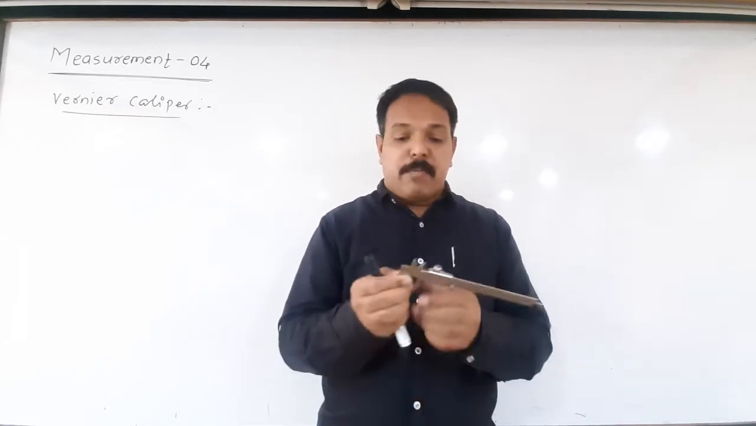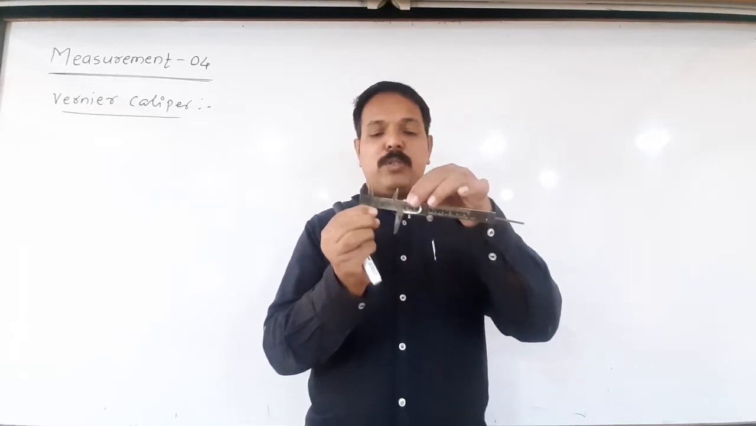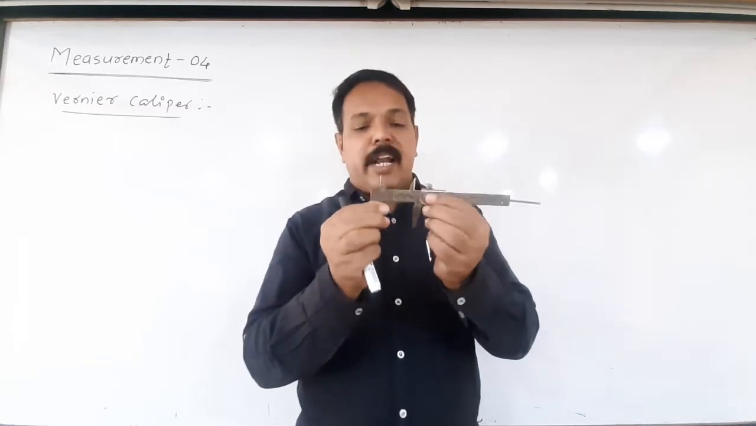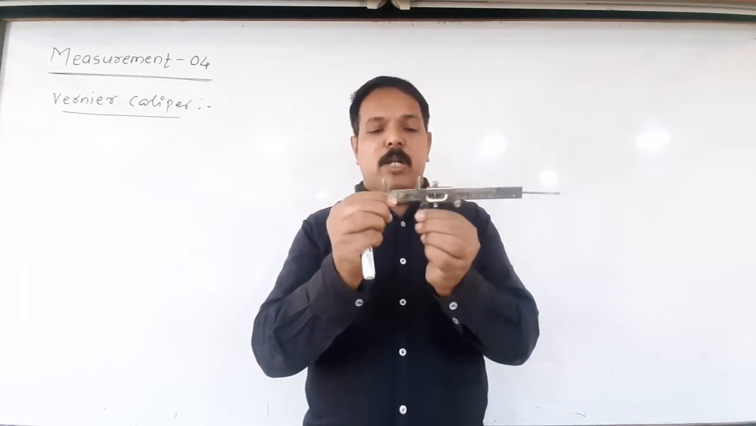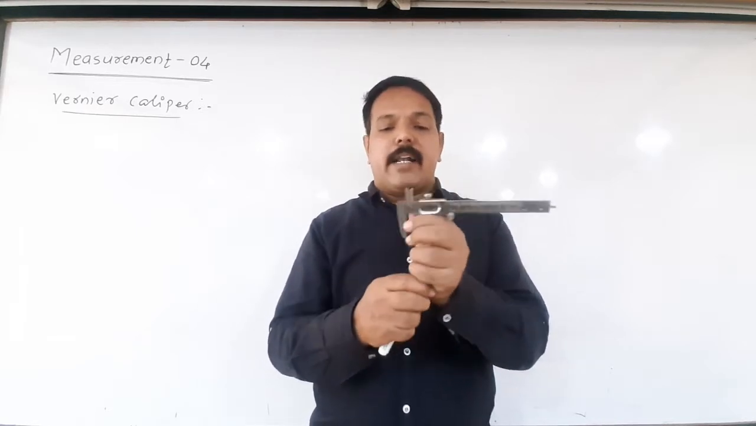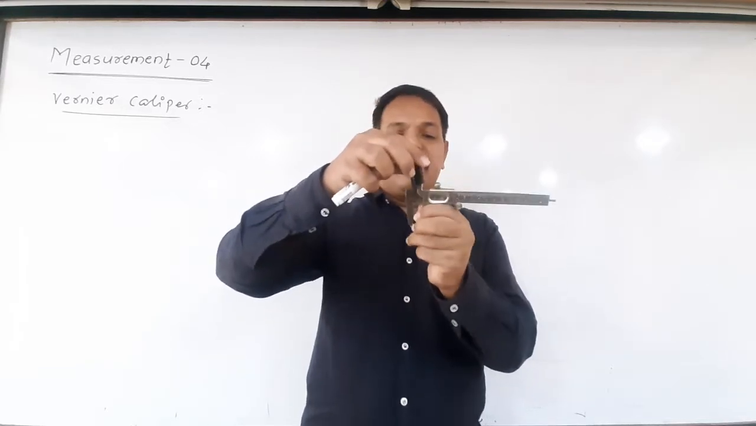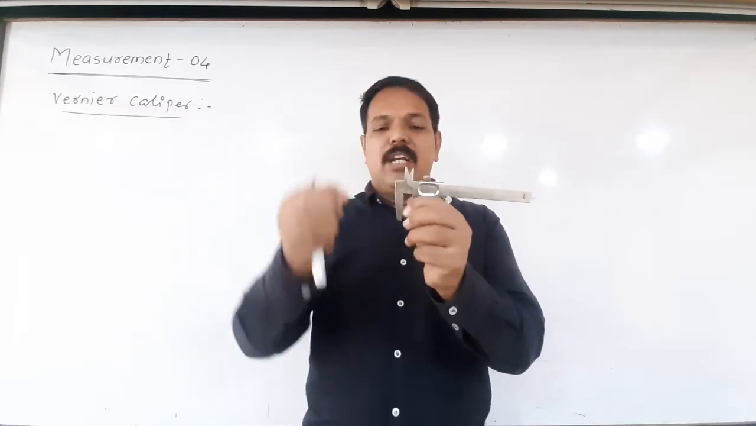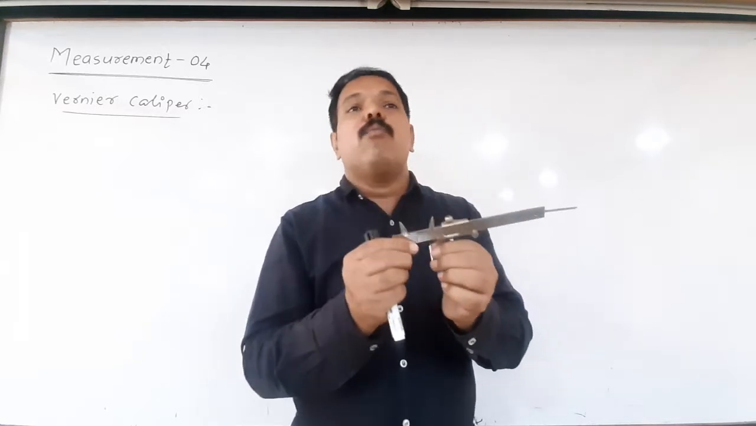Now look at the general information of the device. It consists of two jaws. See here, this is the screw which is used to tighten the movable jaw. There are two jaws: this is called the fixed jaw and this is called the movable jaw. In order to measure internal diameters also, these upper jaws are used like this. This is the method of measuring the internal diameter of any object. So there are two jaws in a vernier caliper: one is a fixed jaw and another is a movable jaw.